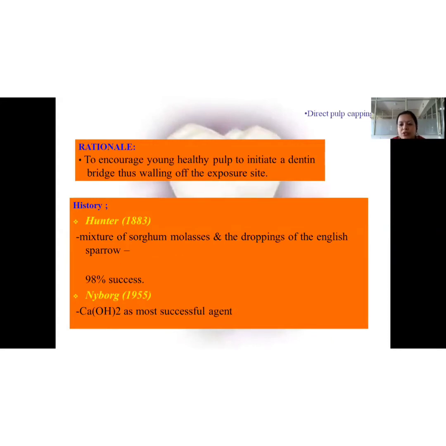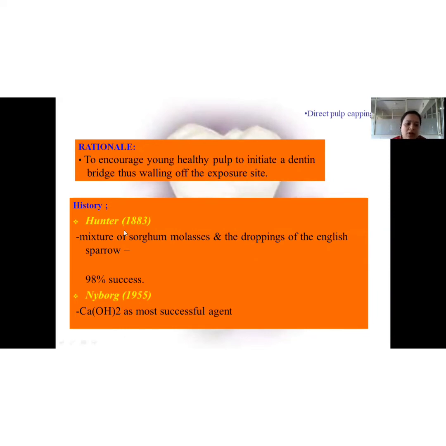Now, what is the rationale of direct pulp capping? Basically, the rationale is the same as in indirect pulp capping: to encourage a young healthy pulp to initiate a dentine bridge and wall off the exposure site. So basically, the rationale is to promote dentine bridge formation.